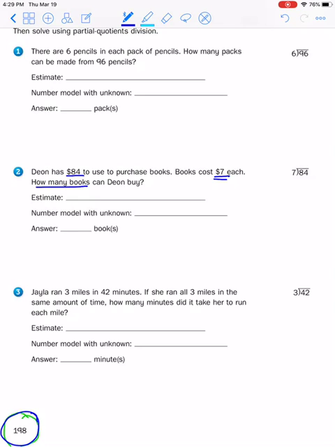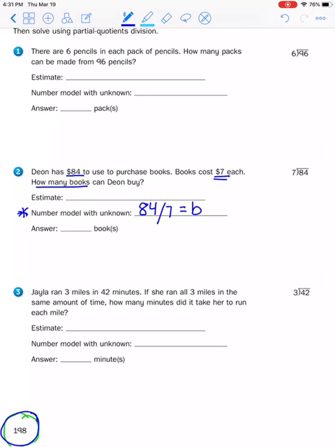So remember, first you're going to start with that number model with the unknown so you can make your estimate. So I know that he has $84 and each book is $7. So he can buy an unknown value. We don't know how many books he can buy, so I'm going to represent that value with a B. So 84 divided by 7 equals B.